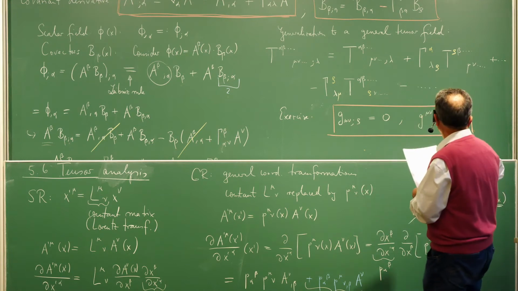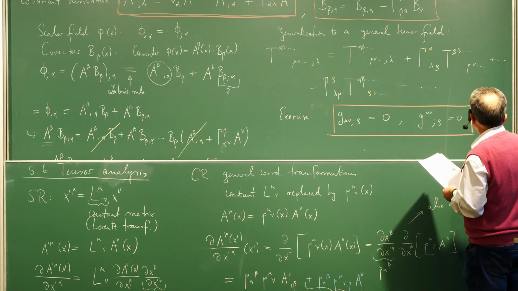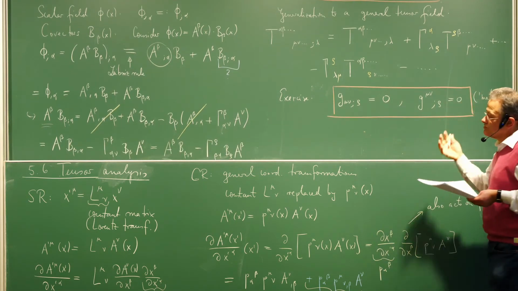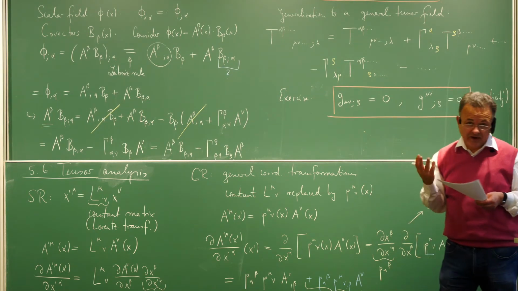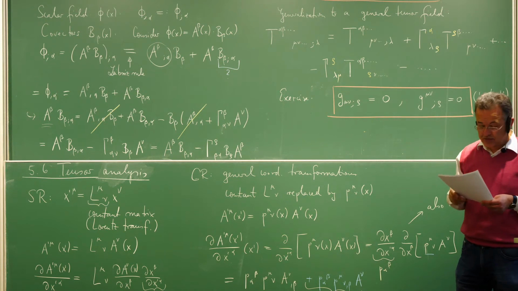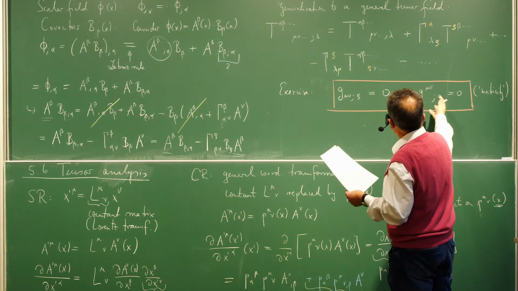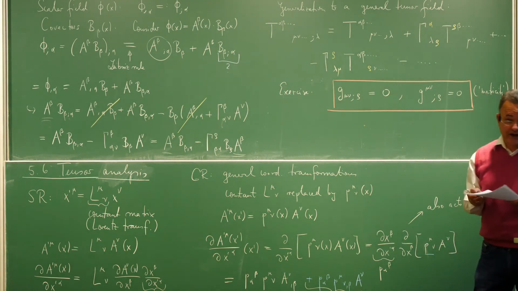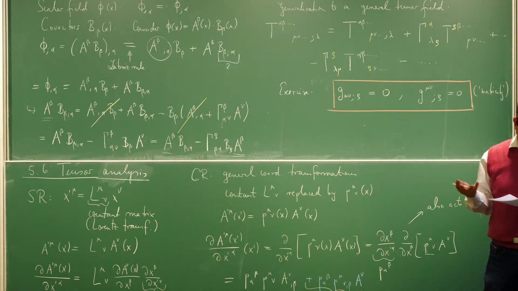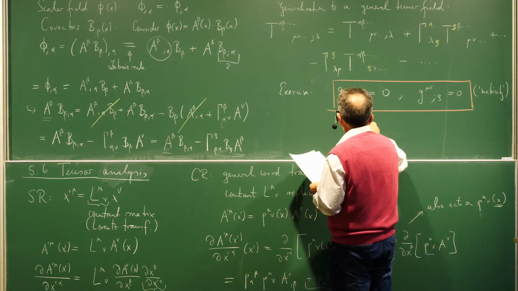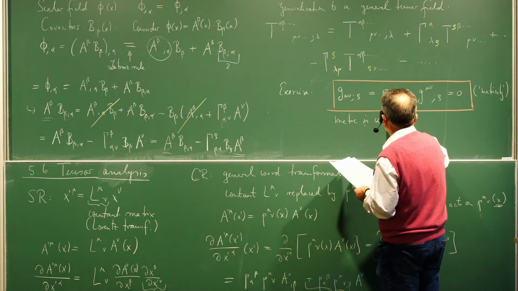This is also called metricity. You can construct other geometries where this is violated, but in Riemannian geometry this is fulfilled. And it expresses the fact that the metric is covariantly constant. It's not constant in the usual way, but covariantly constant. So the metric is covariantly constant.